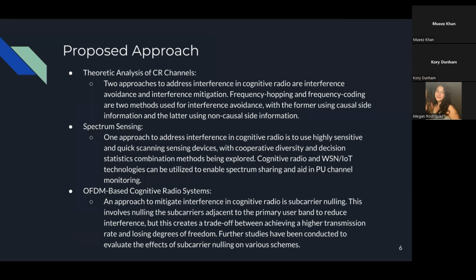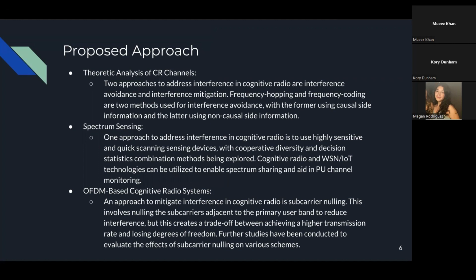Next, we have the proposed approach. So the first part of this is a proposed approach to theoretic analysis of CR channels. Two approaches to address interference in cognitive radio are interference avoidance and interference mitigation. Frequency hopping and frequency coding are two methods used for interference avoidance, with the former using causal side information and the latter using non-causal side information.